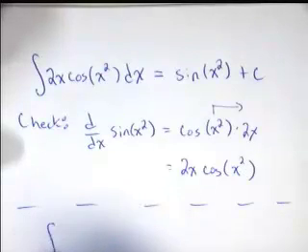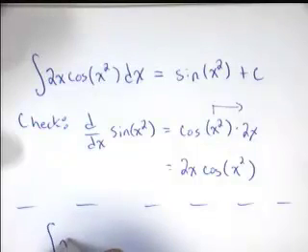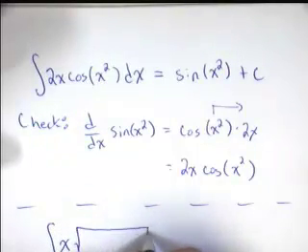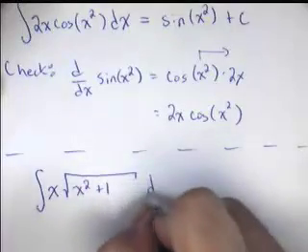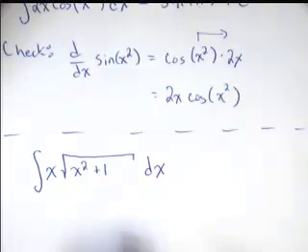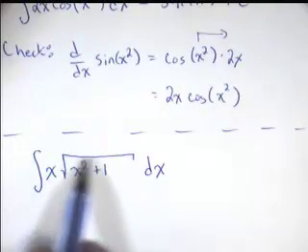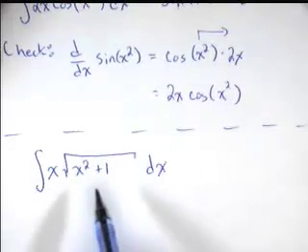Let's take a look at the integral of, this time instead of having a 2x, I'm just going to have a plain old x, and then I'm going to have the square root of x squared plus 1 dx. Okay, this time again, the chain rule coming from x squared plus 1 probably produced the 2x on the outside. Well, there isn't a 2, so we'll have to fix that.